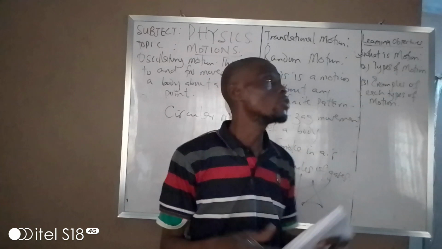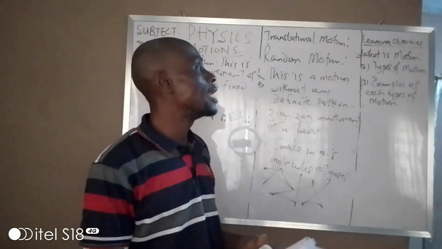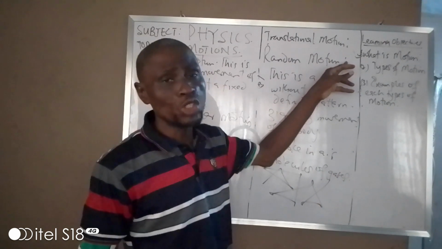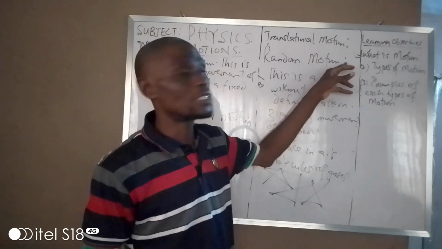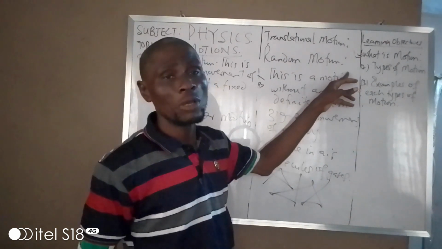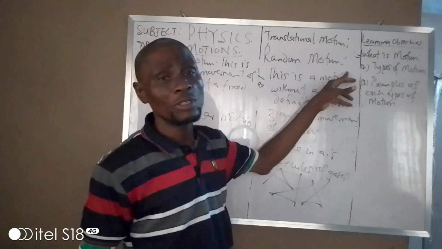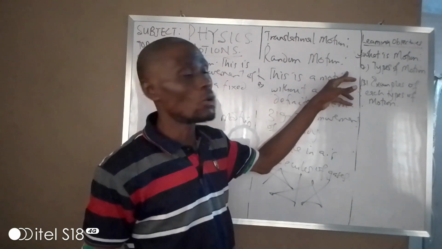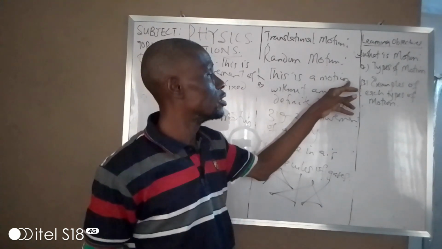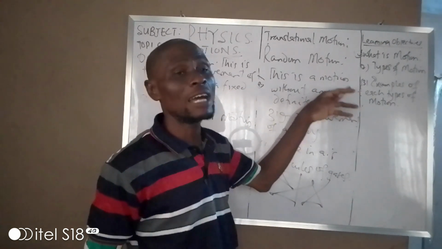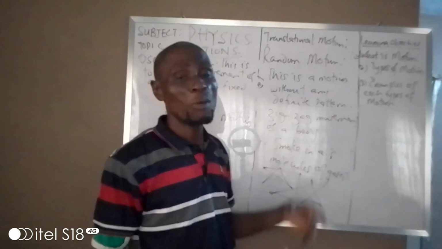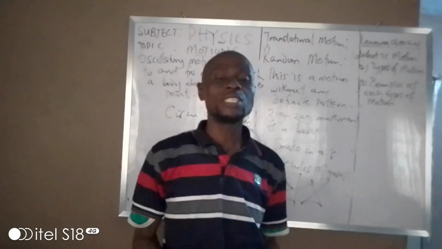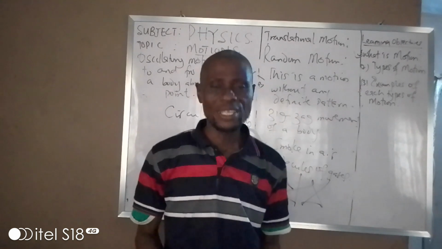Okay, so with this one we have been able to achieve our learning objective. We have defined what is a motion: changes in the position of a body with time. Types of motion: oscillatory motion, translational motion, random motion, and then circular motion, to mention a few, and we have looked at examples of each type of motion. So this is where we are going to stop today. We are able to achieve all our learning objectives.